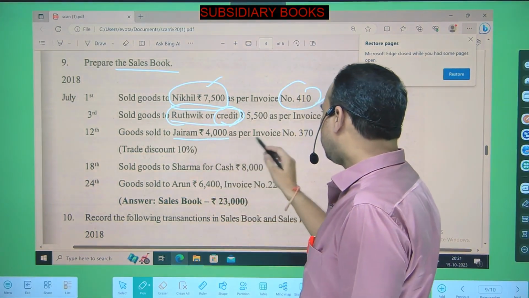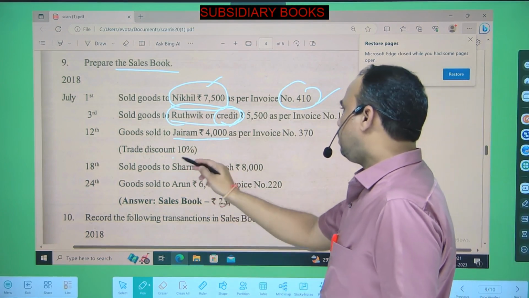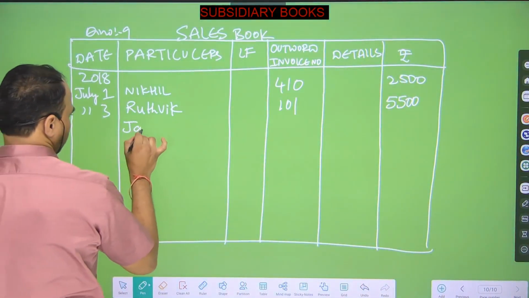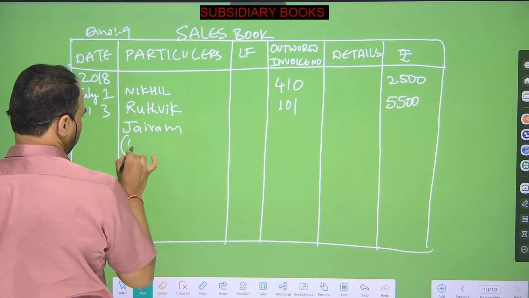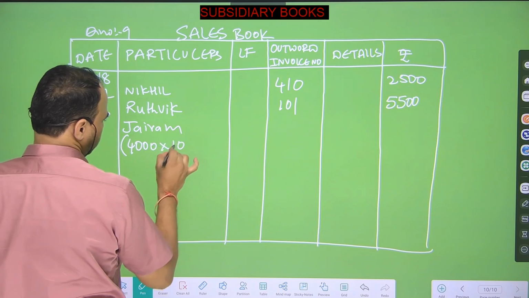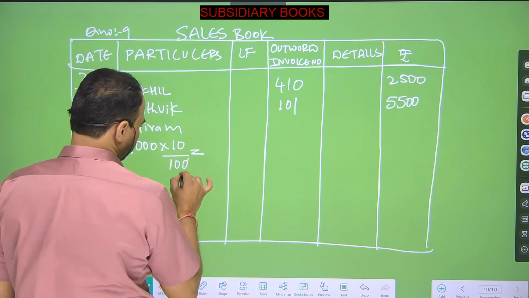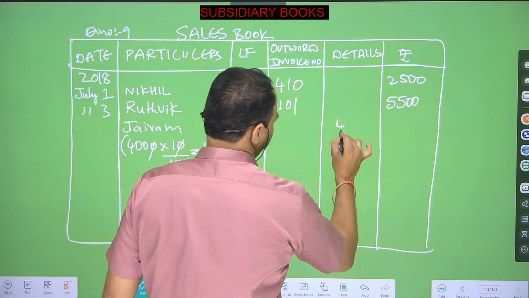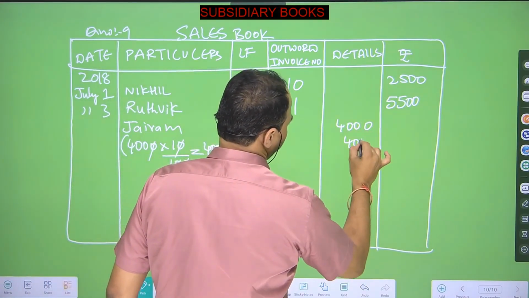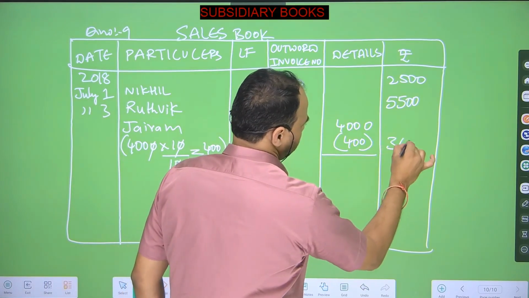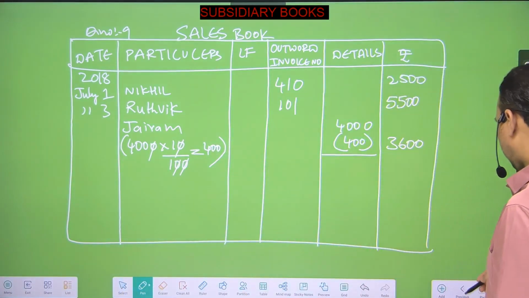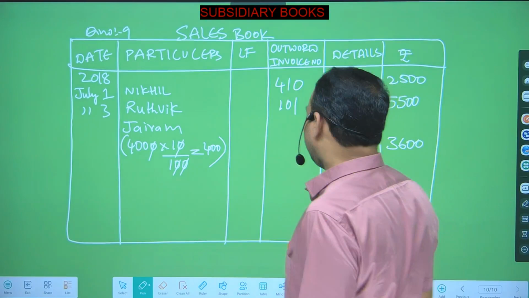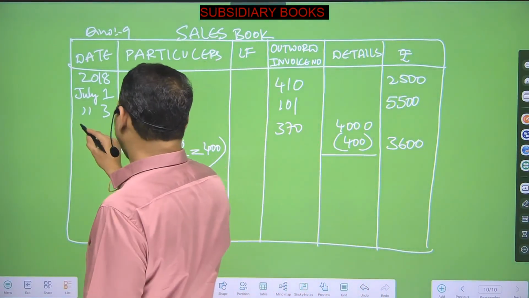Goods sold to Jairam 4000 as per invoice number 370 and discount 10% said. Goods sold to Jairam, so write down here Jairam, 4000 goods we sold. On these 4000, 10% discount said, that means 10 by 100. Cancel the zeros. Discount is 400. So in details column, 4000 minus discount 400, in the outer column 3600, we have to write. Okay, so date is 12th given, 370 number, date 12.